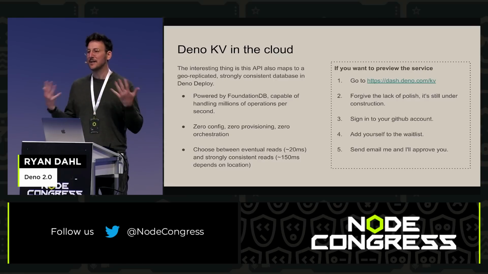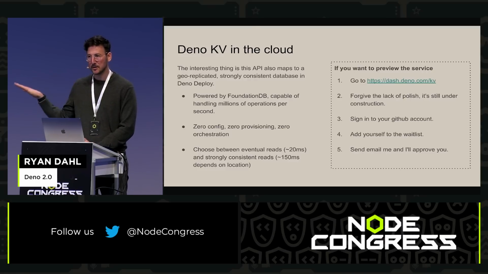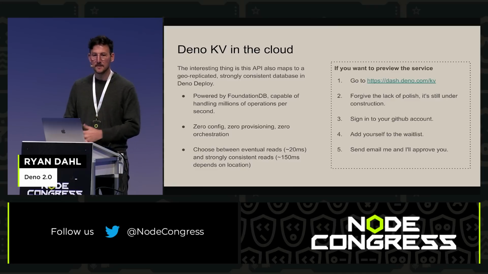Now here's the real part of this. Let's take this example and let's deploy it worldwide to all of these data centers so that we are incrementing this counter kind of statefully worldwide. The interesting thing about this API is that it also maps not just to a SQLite database that runs locally, but to a geo-replicated, strongly consistent database in Deno Deploy.